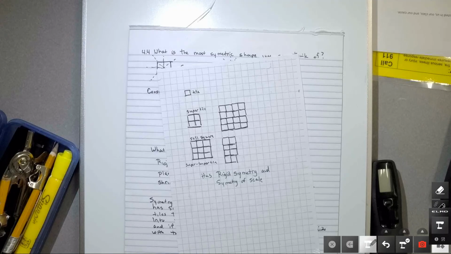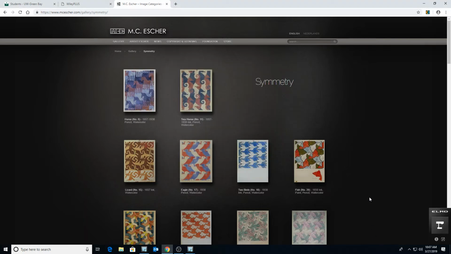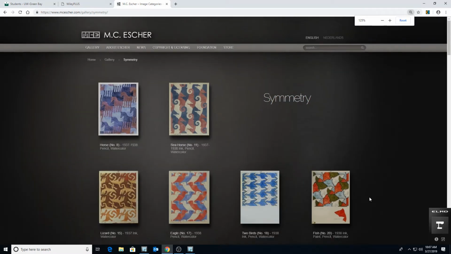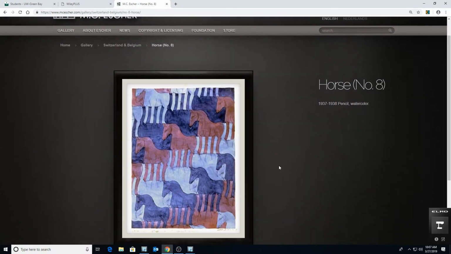So Escher was a graphic artist. He started out to be an architect and then switched over to graphic art. And he made beautiful tilings of the plane. I wonder if I can make these larger. There we go. Beautiful tilings of the plane. So let's just take a look at this horse one, for example. You see he's tiled the plane all with horses. If we're just going to focus on that, I guess I'll click on it. What kind of symmetry does this tiling represent?